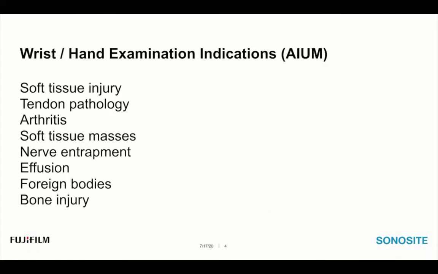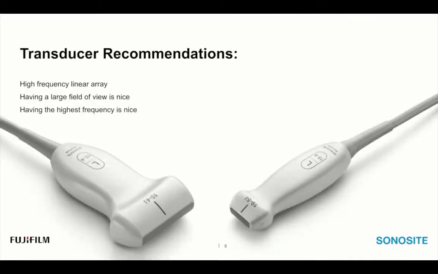Indications from the AIUM are as follows: soft tissue injury, tendon pathology, arthritis, soft tissue masses, nerve entrapments, effusion, foreign bodies, and bone injury. Transducer recommendations can range from a larger footprint high-frequency linear to the smaller ultra-high frequency transducers, such as the one that you see here, the L19 on the right.